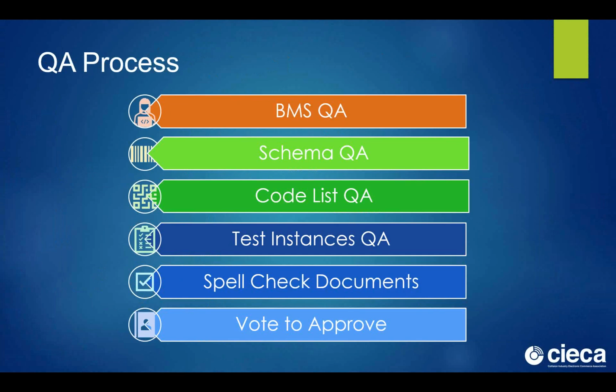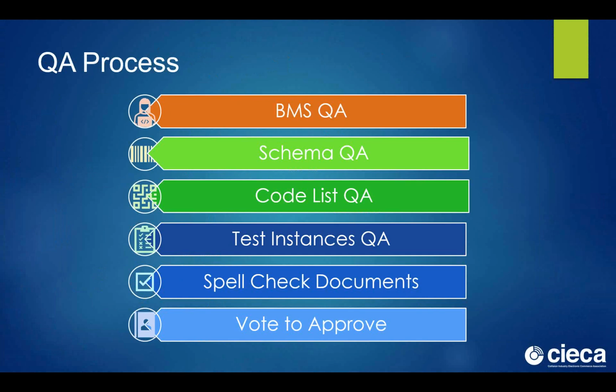And so in our process, we will look at any changes that were made to the BMS, make sure that it falls within the architecture guidelines. Once that is approved, we validate that the schema is in line. All the changes made in the BMS are made into the schema. These two documents are always in sync.